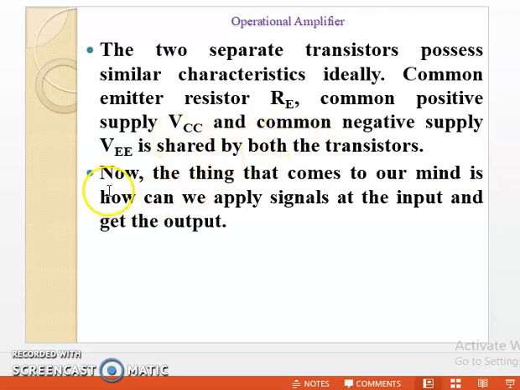as shown in the figure. Now, the thing that comes to our mind is how can we apply signals at the input and how we get the output. So, how to apply and how to get the output, that we will see in the next lecture. The remaining matter we will see in the next lecture.